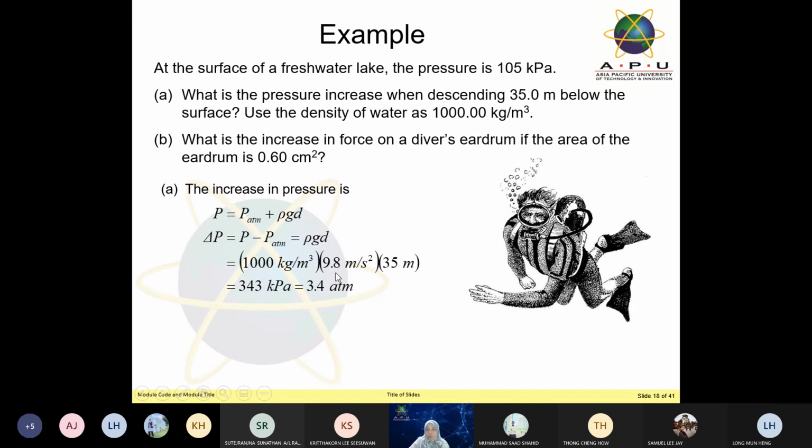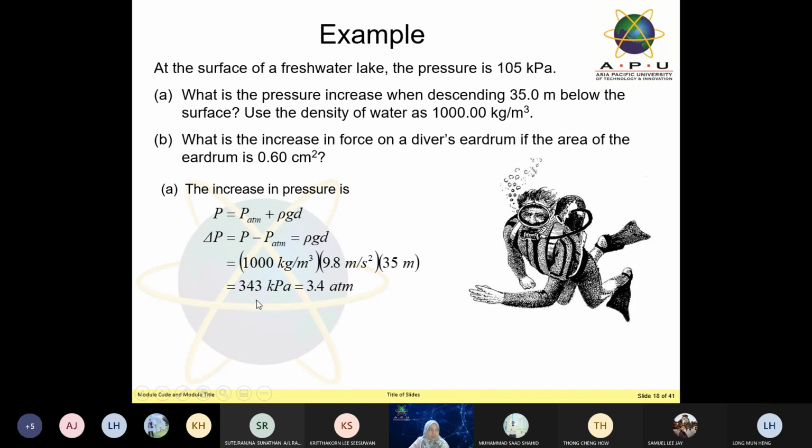G is 9.8. How much G to use will be mentioned in the exam also, whether 9.8, 9.81 or 9.807, like we used just now. So that will be mentioned. Okay, then the D, the distance given in the question, is 35 meter. If this is in centimeter, convert to meter first, then only put in this calculation.